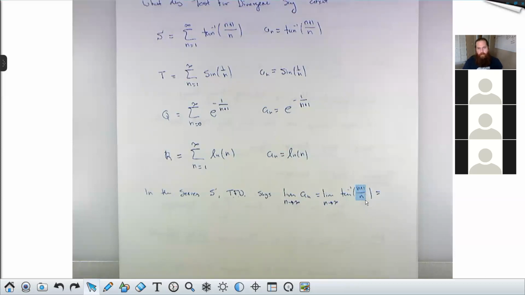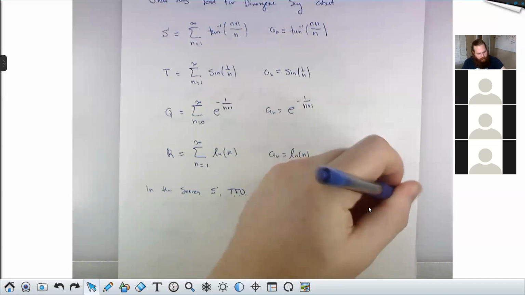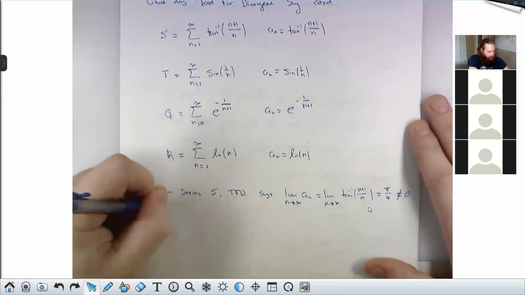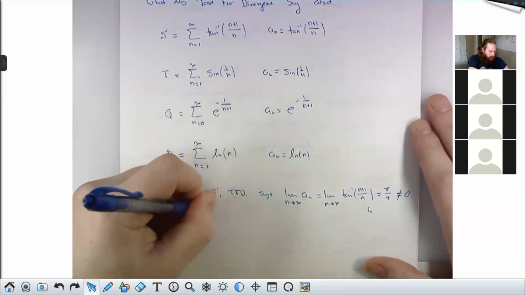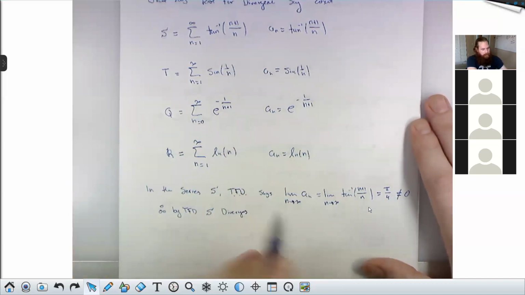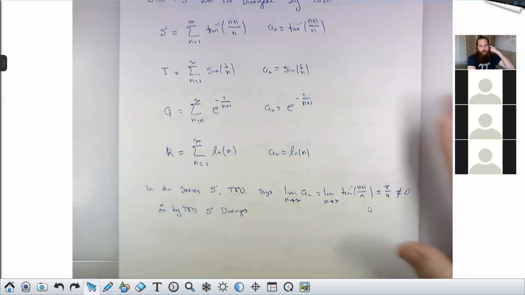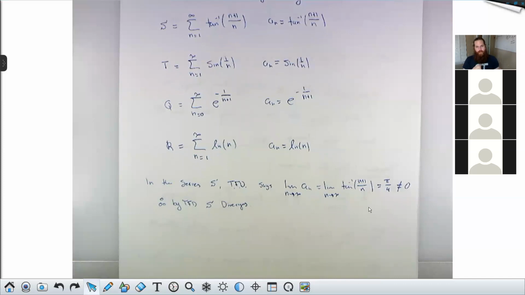Okay, (n plus 1) over n goes to 1 as n goes to infinity. So this is going to the inverse tangent of 1, which is pi over 4. And that's not equal to 0. Therefore, by TFD, the series S diverges, because the limit as n goes to infinity of AN is not 0. Let's look at the series T.